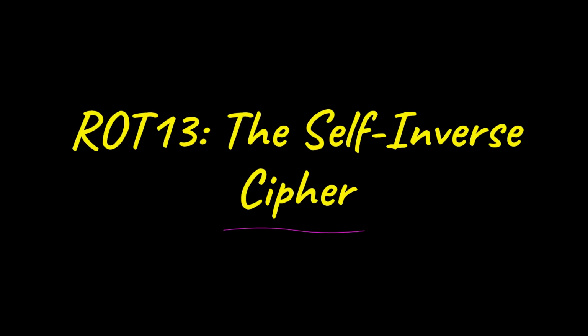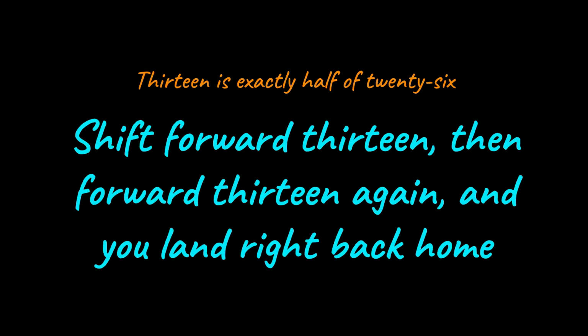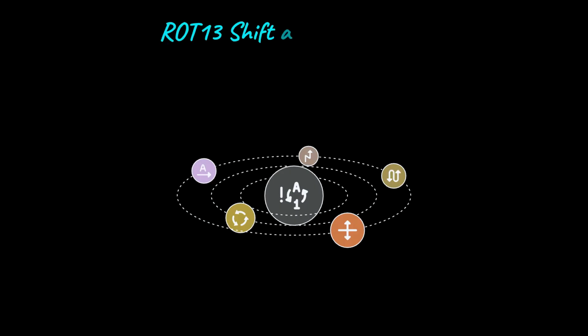ROT13 is the Caesar cipher with a shift of exactly 13 letters wrapping around the alphabet. It offers no real security, but it hides a neat mathematical trick worth understanding. The alphabet has 26 letters and 13 is exactly half of that. Shift a letter forward by 13 twice, and you've moved 26 places total, wrapping all the way around back to the start. That's why applying ROT13 twice restores the original text. The same operation encodes and decodes.